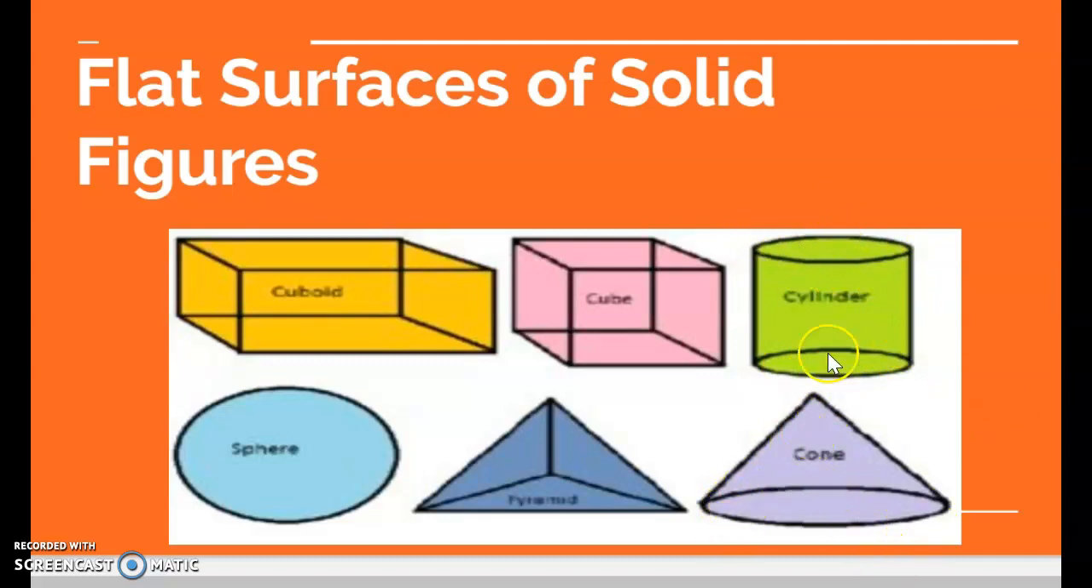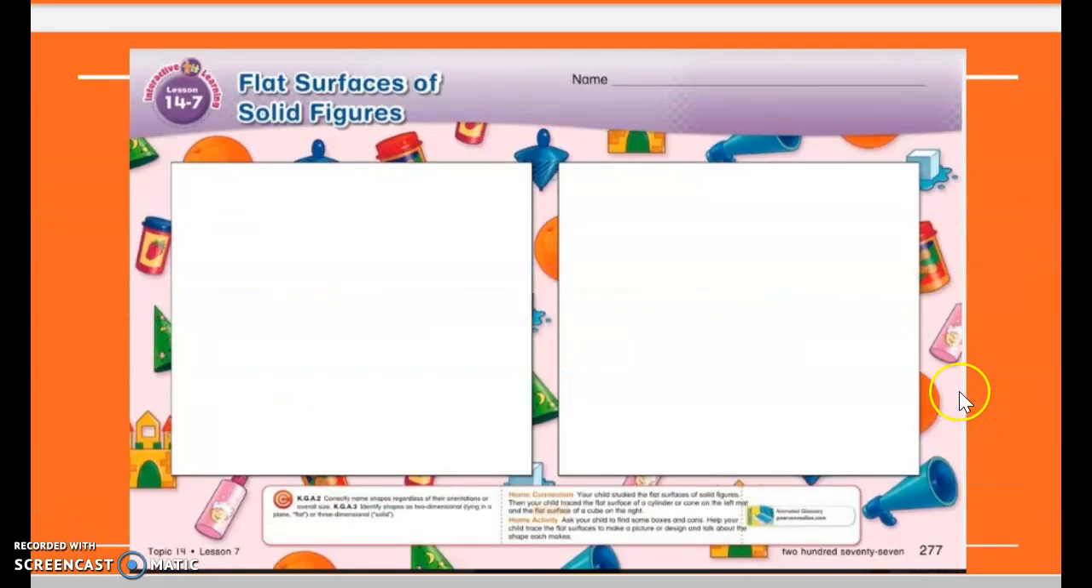And if we look at the cone, what shape do you see? What flat surface do you see? That's right, it's another circle. There's a circle here. Okay, so today I want to go over this page. It says flat surfaces of solid figures. And on this side, they want to know what flat surface would be on a cone.